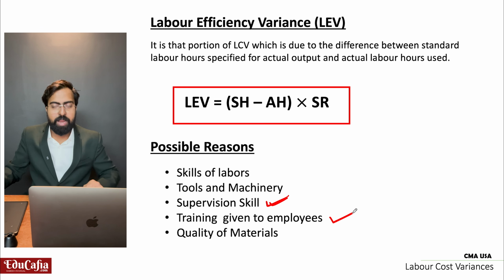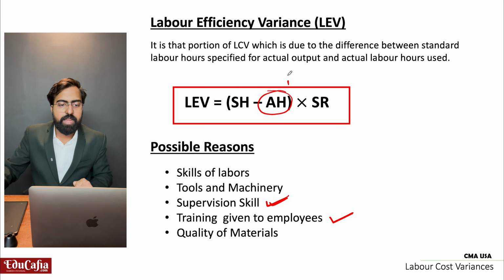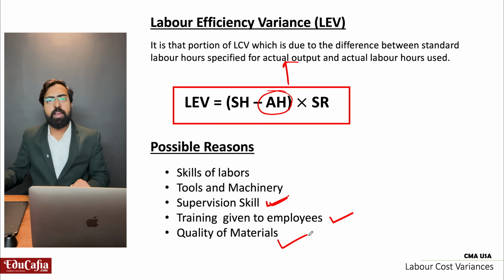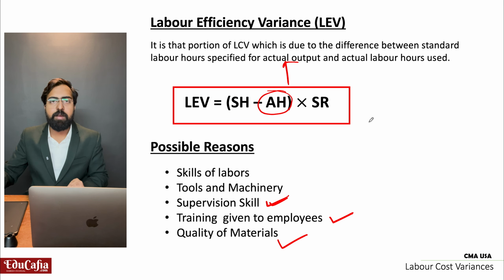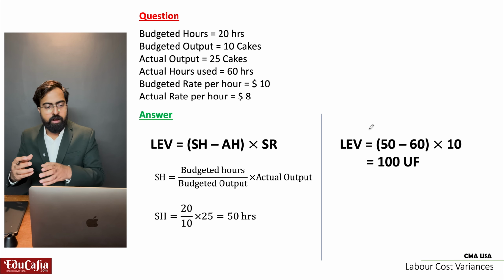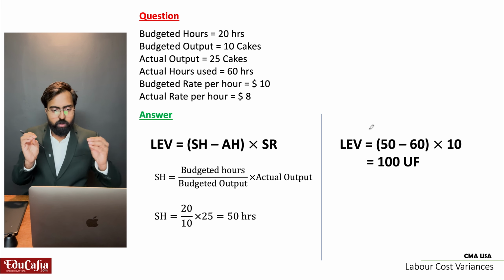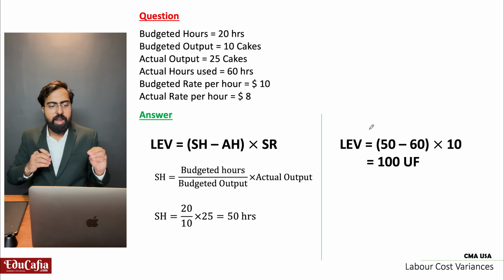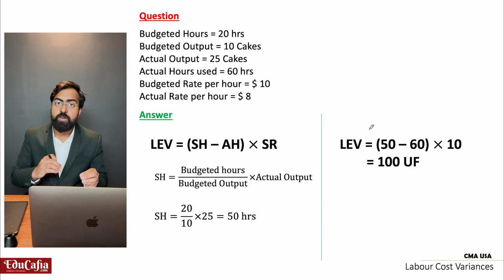Next, training given to the employees. If proper training is given to the employees, we can reduce the actual hour. If training is not given, actual hours will increase. Next, quality of material. If low quality material is given, laborers have to work more on that material. Otherwise, material may get damaged. So the work taken on that low quality material means that hour is gone, right? That time is gone. So we have to give standard material, standard tools and machinery, skilled laborers, and a good supervisor.